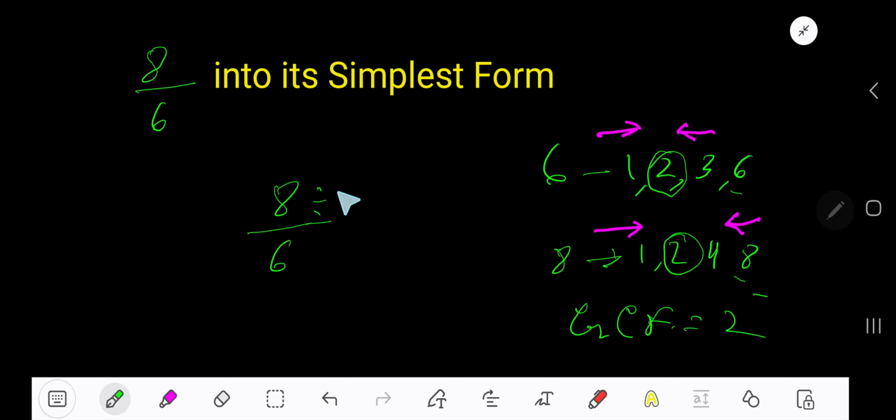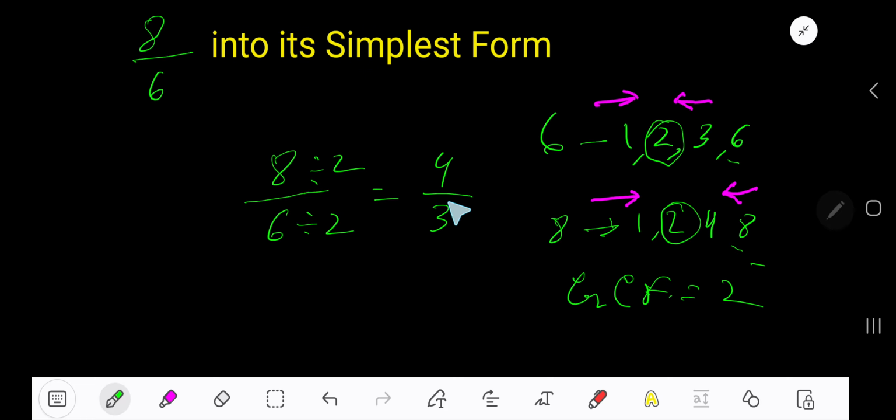So now divide 8 by 2 and 6 by 2. So we are getting 4/3. But this is an improper fraction, because the numerator 4 is greater than the denominator. So we need to convert this improper fraction to a mixed number.